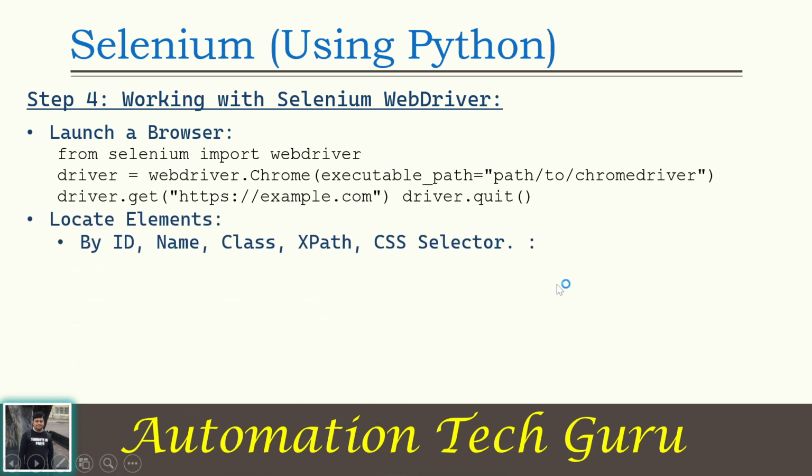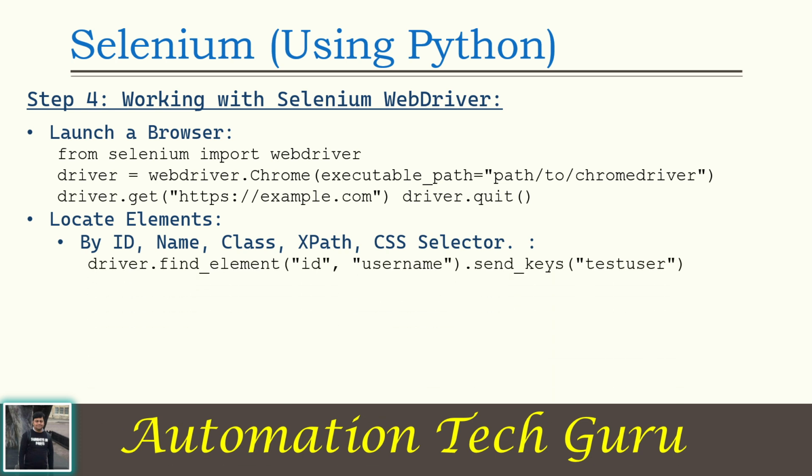Locate element. How can we locate an element? By ID, by name, by class, by XPath, by CSS selector, link text, or partial link text. These are the eight locators. So how can you do that? Driver dot find element, ID, username, and dot send keys, test user. You can use this simple method for doing that.